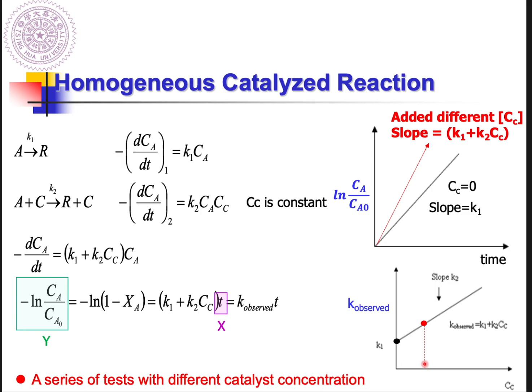And I also increase CC again to 2, and I also get this point. Then after fitting, I already know K1, so this slope belongs to K2, because we use K observed versus CC. So after fitting, this is K2. This is how we get K1 and K2 in the homogeneous catalyzed reaction. Okay, so today we end here.